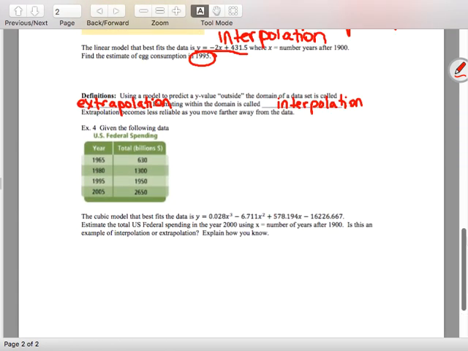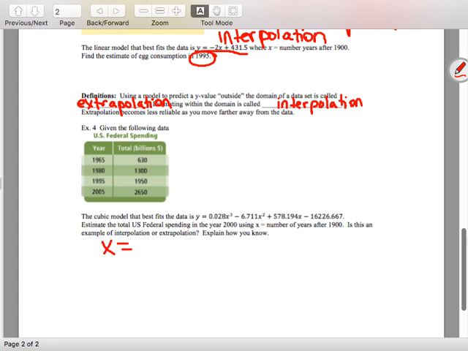Okay, let's look at the very last one. We'll get this one in before the bell. It says you're given the following data. The U.S. federal spending. So I have 1965 to 2005, and the total is in billions of dollars, okay? So here's now, this is a much more complicated model. It's y equals 0.028x cubed minus 6.711x squared plus 578.194x minus 16226.667. It says estimate the total U.S. federal spending in the year 2000 if x is the number of years after 1900.